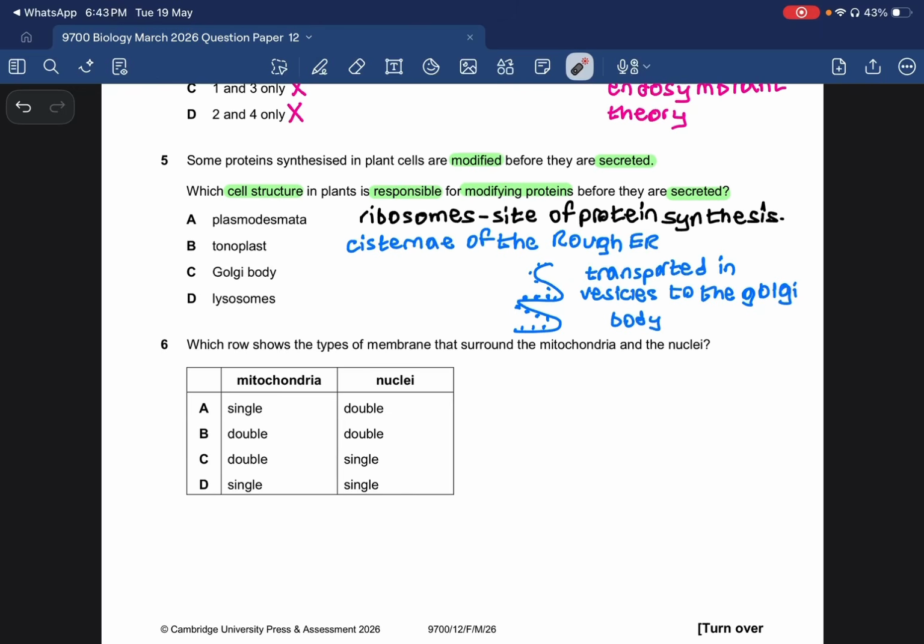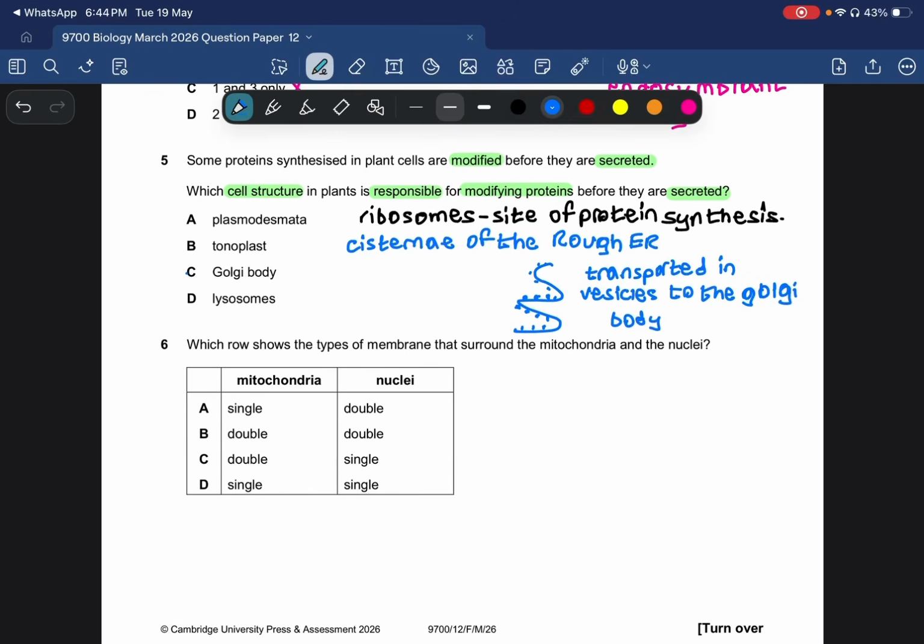So are we actually just modifying the proteins? Yes, we are. So, which cell structure in plants is responsible for modifying the proteins before they are secreted at the end? Secreted obviously means that if they're being secreted, they're ready to be used, right? So, who's modifying those proteins? It's the Golgi body. Okay.